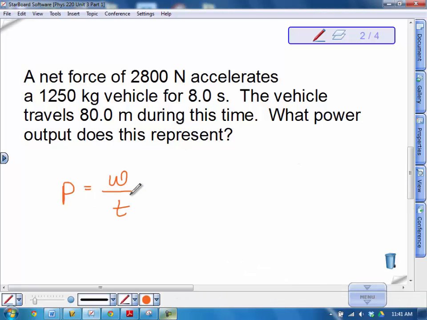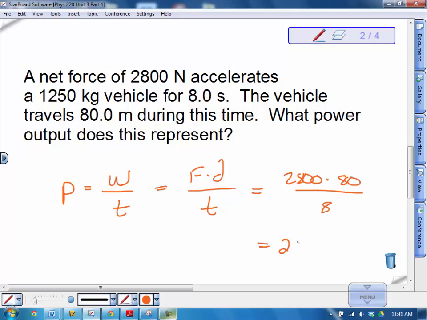All right, so we're going to use power equals the work that you do divided by the time that you do it for, right? And they give us enough information for this because we know work is force times distance, so it's really force times distance over the time. The force is 2,800 newtons times the distance of 80 meters divided by the time of 8 seconds. So that will give you the answer of 28,000 watts.